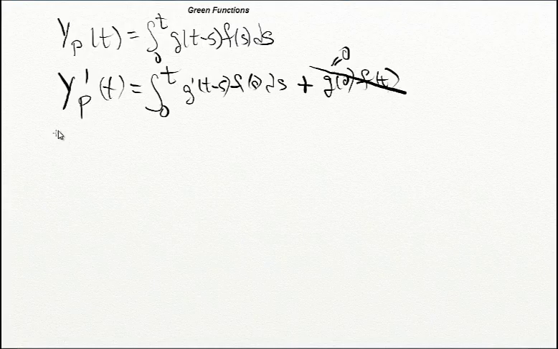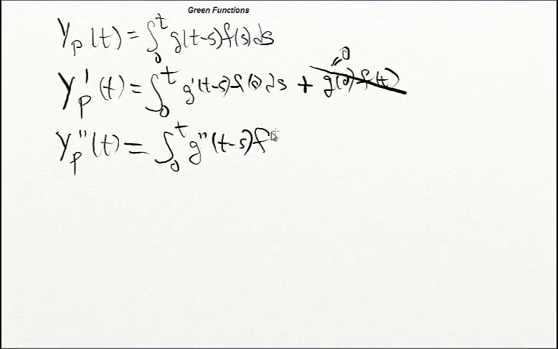Now let's differentiate it again. Yp second derivative. Since it's again given by an integral of the form to which the multivariable calculus fact applies, we can again differentiate first by differentiating under the integral sign. So we get g second derivative at t minus s, f of s ds, plus that integrand at s equal t. So this time we get g prime at 0 times f of t. But recall g was selected so that g prime of 0 is equal to 1. So we just get that expression.